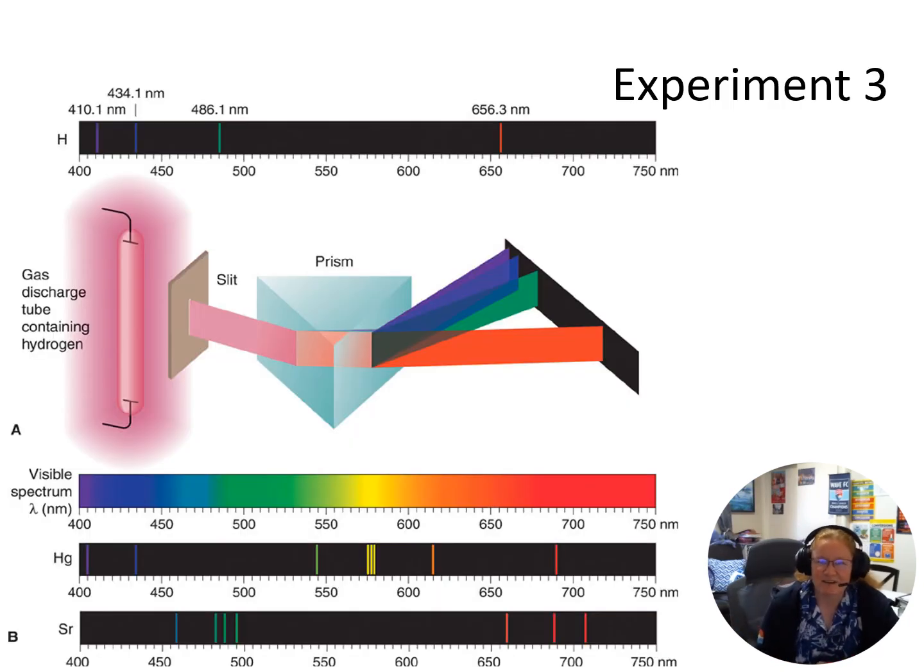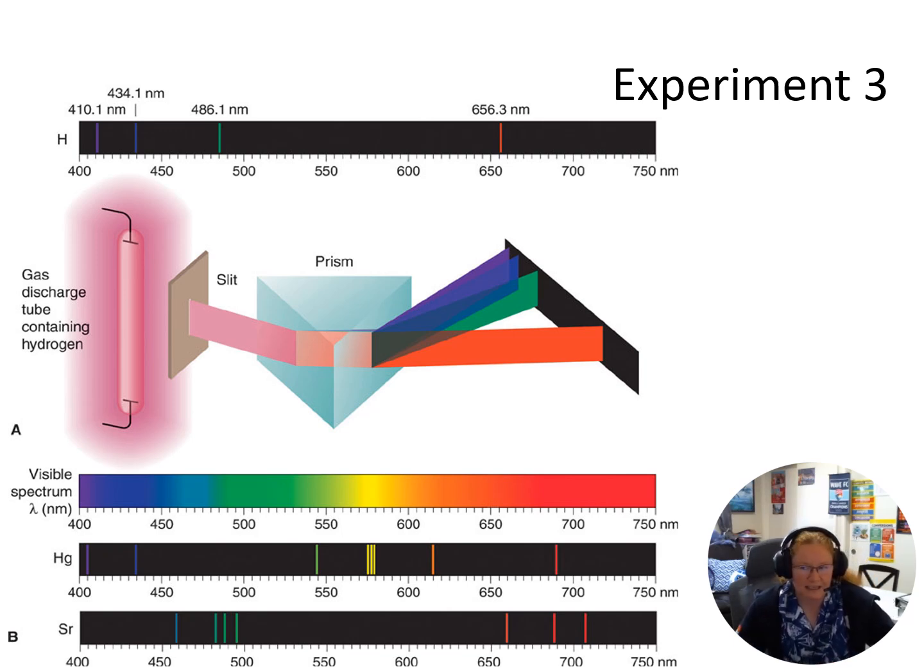That's what it looks like. You've got that gas discharge tube. It goes through a slit to focus the light, then the prism separates it into the individual wavelengths. And so every single element has its own unique spectra. Here at the top you can see a version of the hydrogen spectrum that shows all 4 lines.